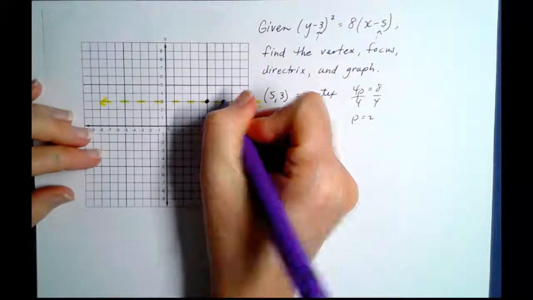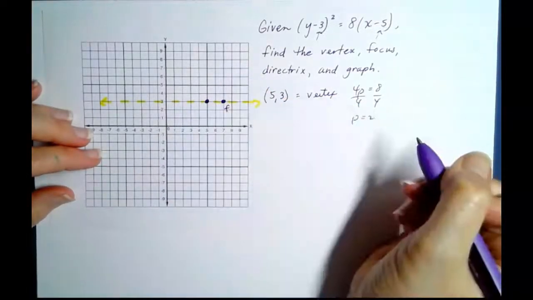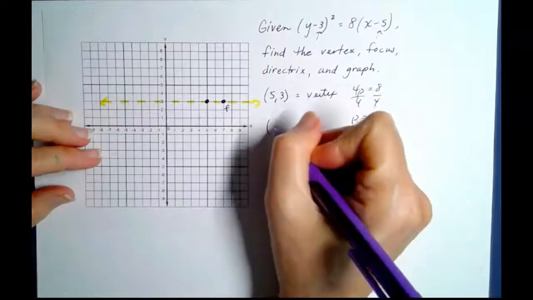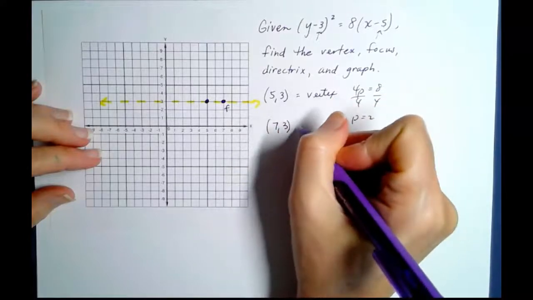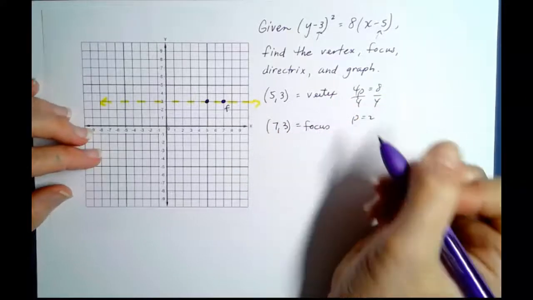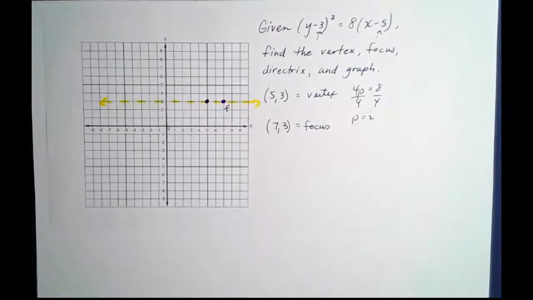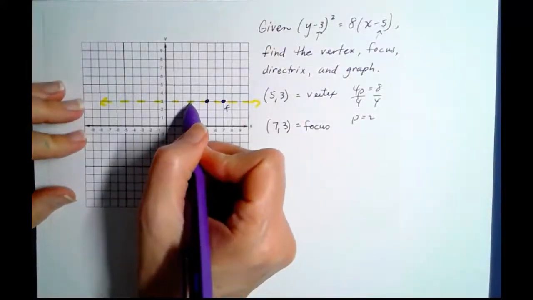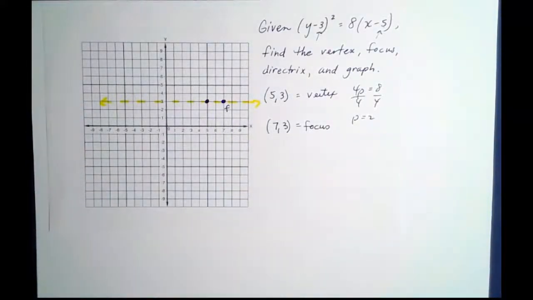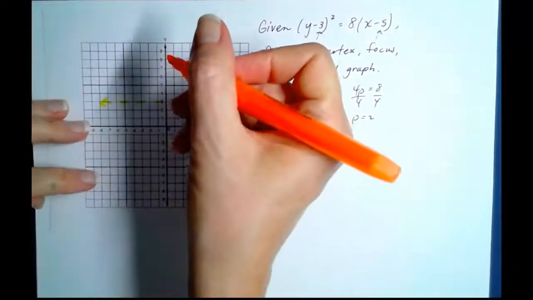So if we go 2 units to the right, that's going to take us to our focus. So our focus is at (7, 3). Remember, only one focus in a parabola. And our directrix will be 2 units back. I'll do that in orange. Remember, it's broken.